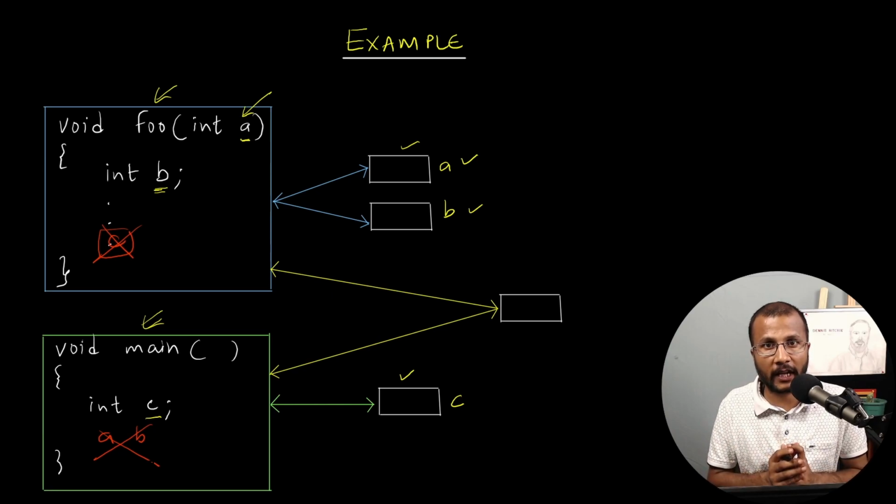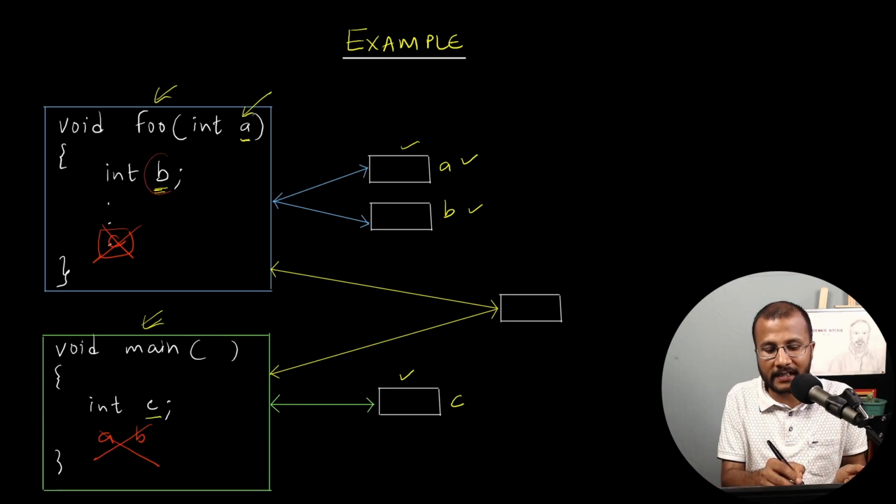So this is a local variable. A local variable will have its own specific memory allocated for it, and that memory location is only accessible from the function where it is defined. Therefore b is only accessible from foo, and a is only accessible from foo. Similarly, c is only accessible from the main function. This is how local variables are defined.